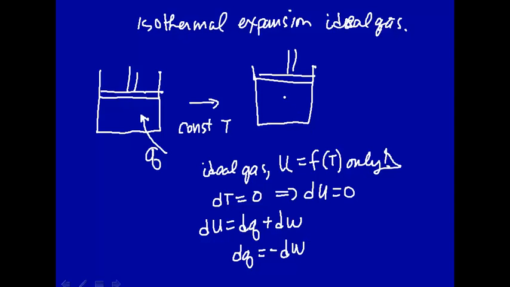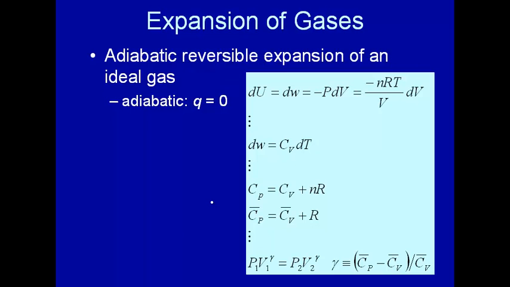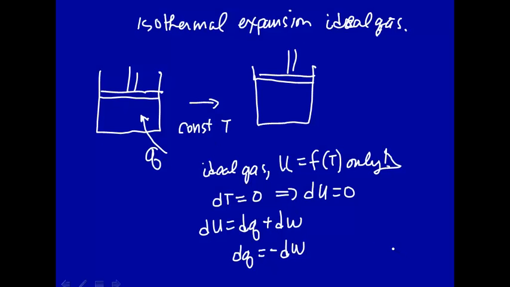So how much work the system did on the surroundings is made up for by transferring heat into the system. Do work here, transfer heat in here in order to maintain constant temperature. All right, so that's that case. Now let's look at this case, adiabatic reversible expansion of an ideal gas. All right, let's see what that's all about.